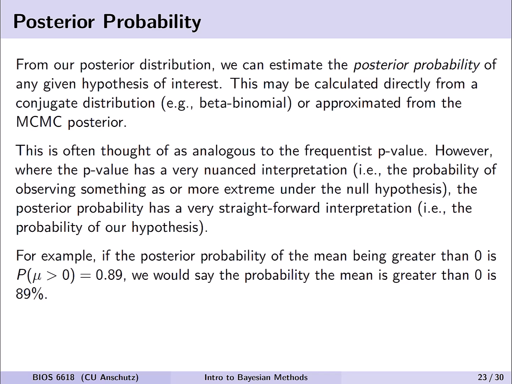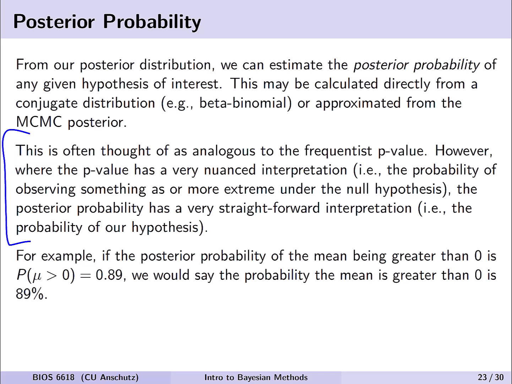Now, relevant to the frequentist approach, this is often thought of as analogous to the frequentist p-value. However, where the p-value has a very nuanced and difficult interpretation, in other words, the probability of observing something as or more extreme under the null hypothesis, a posterior probability has a very straightforward interpretation, and is a common misinterpretation of what people think the p-value is. In other words, it's the probability of the hypothesis we're testing.